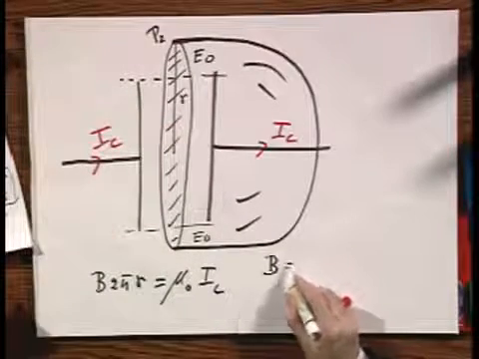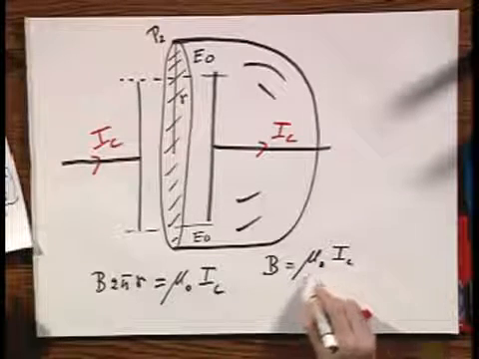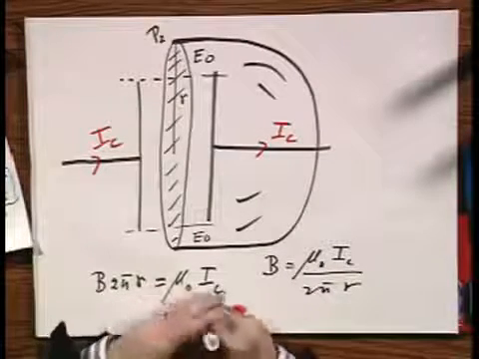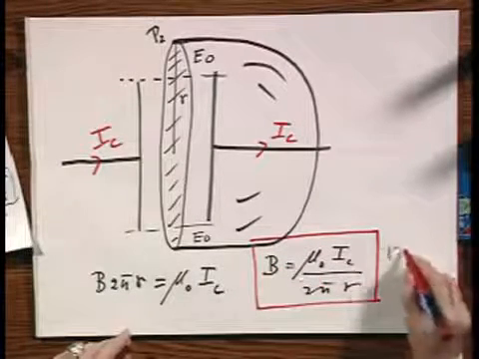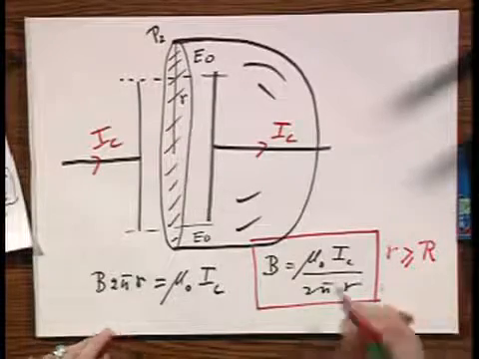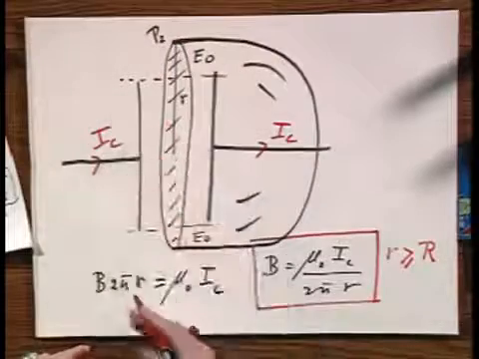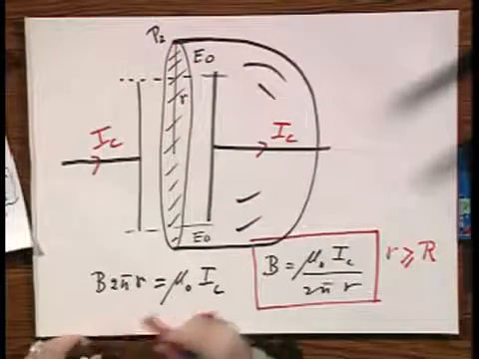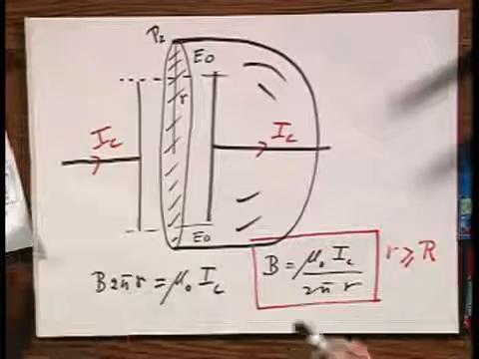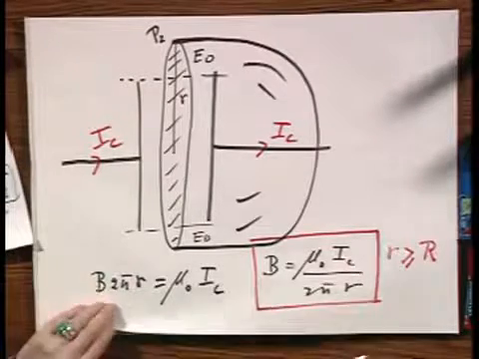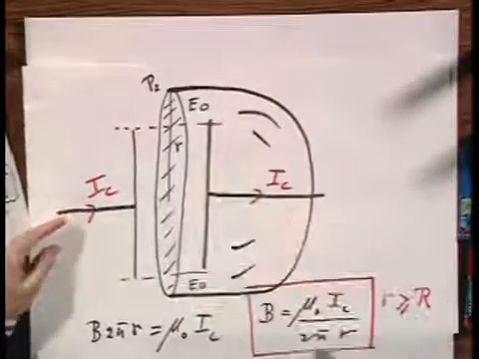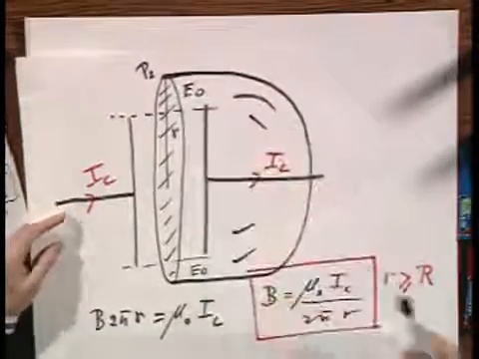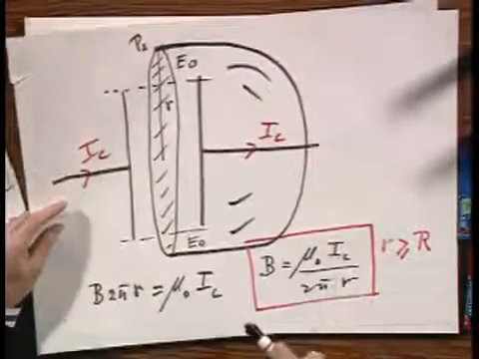So what do you find? B equals mu0 times IC divided by 2 pi r. You find exactly the same result that you found for point P1. So this is r larger than R, or equal to R, and you are in the plane between the capacitors. You are at point P2. Exactly the same result. And that shouldn't surprise you. Now we're going to use this surface as our surface, open surface attached to this wire. And we better get the same result. But now the calculation is a little bit more complicated.